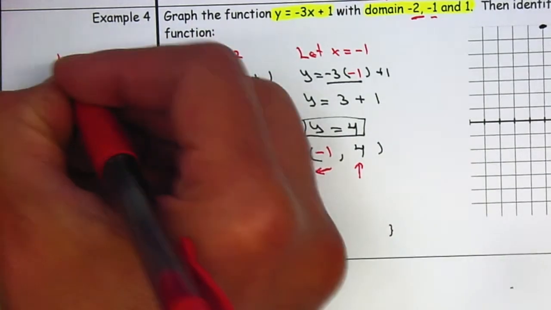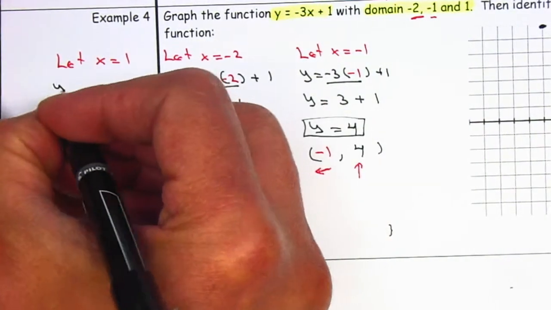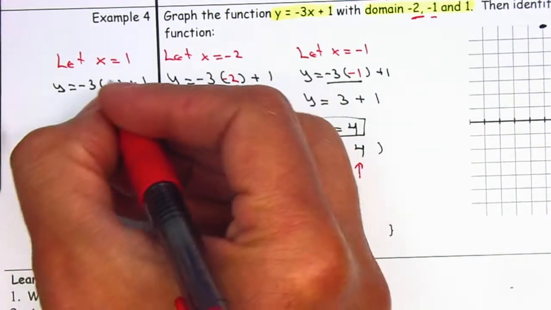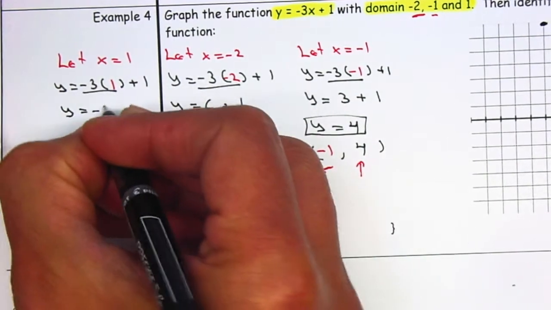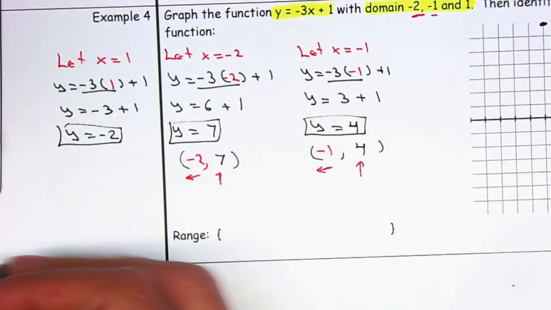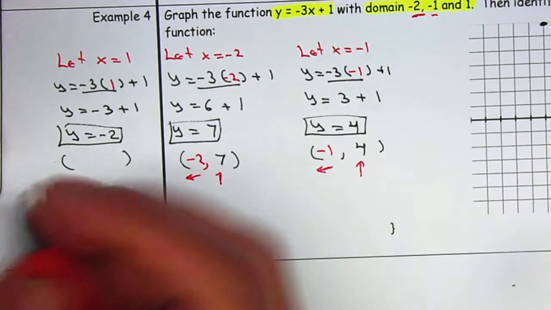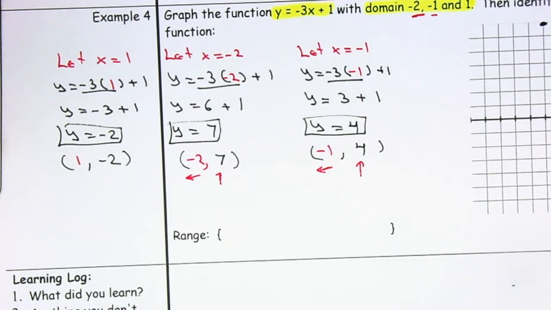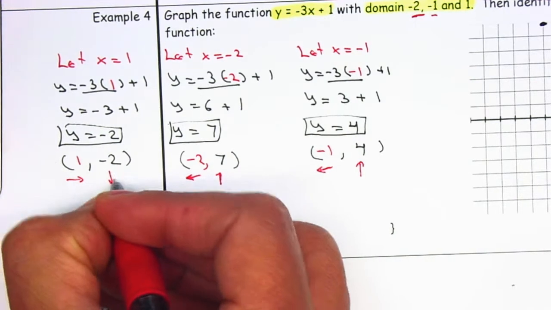So I'm going to let x equal 1. That gives me y is equal to -3, but instead of the x will be a 1. That will be my input value. Let's go and find the output value, the value of y. So y is equal to -2. That gives me a point. So if x is 1, y is -2. That means it's positive, so I'm going to go to the right 1, and then I'm going to go down 2.